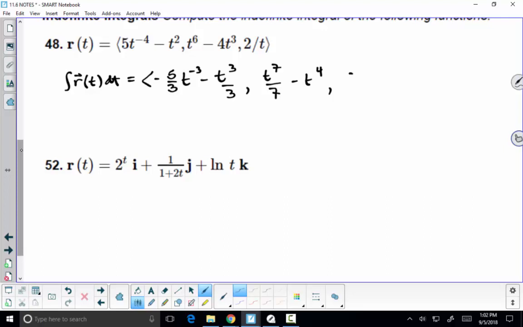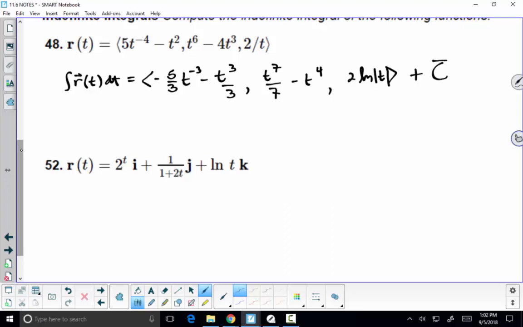And the last component, integral of 1/t, gives us what? Is it natural log of t? Yep, exactly what you guys are thinking. Natural log absolute t. Natural log of absolute value of t.